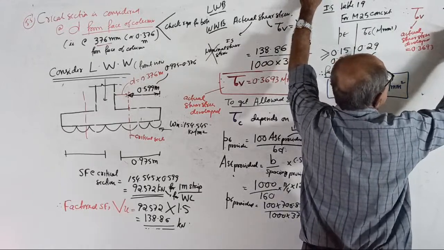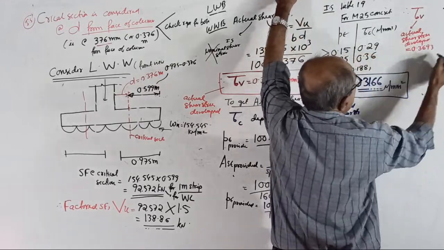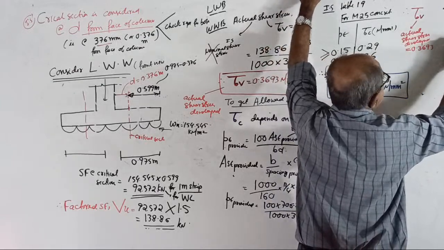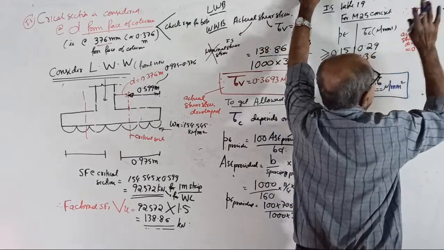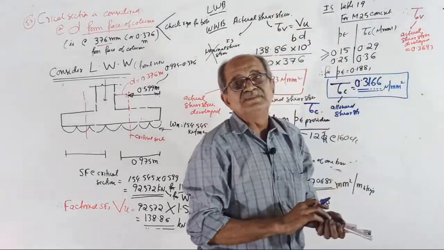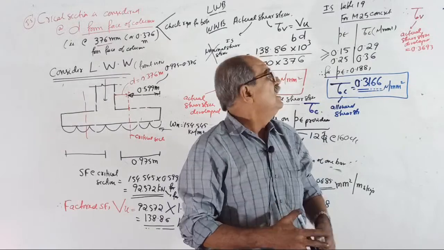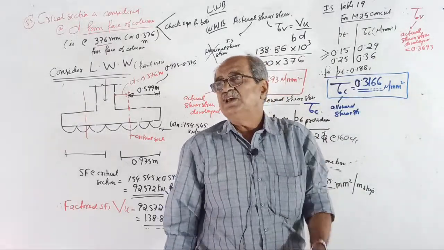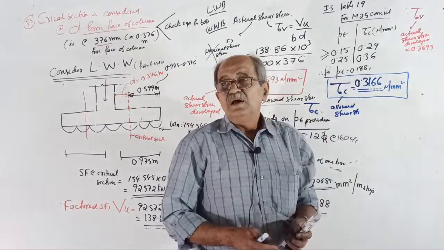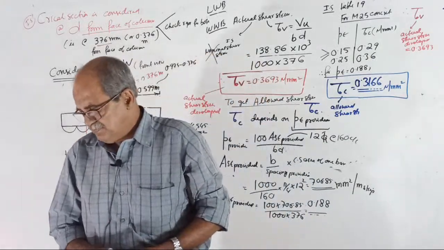Tau C is the allowed shear stress. It is 0.3166. Tell me, is it safe or unsafe? Fast. Remember, your tau V should come less than tau C. You should make a note. Is it safe or unsafe? Fast.